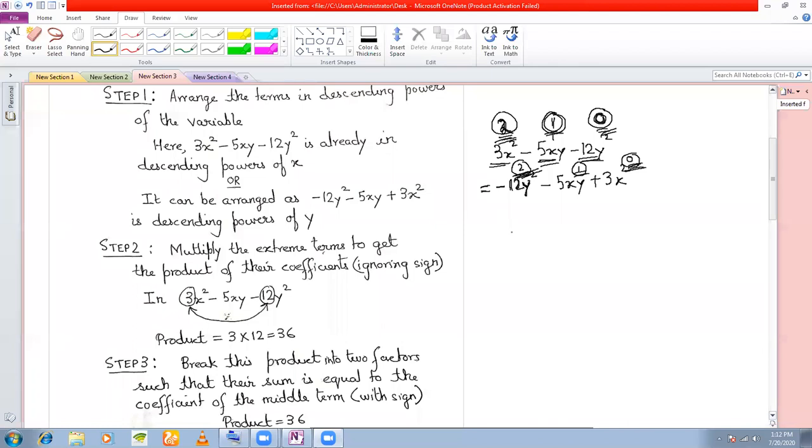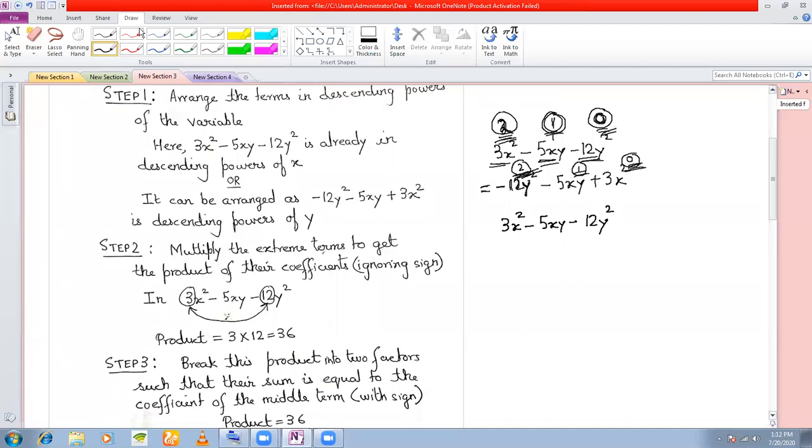Now in middle term factorization, I told you that the condition that needs to be satisfied is that it has to be in descending powers of x or descending powers of y, starting from 2. So coming back to this example, let me write 3x square minus 5xy minus 12y square. I have written this in descending powers of x. Now I want to factorize this.